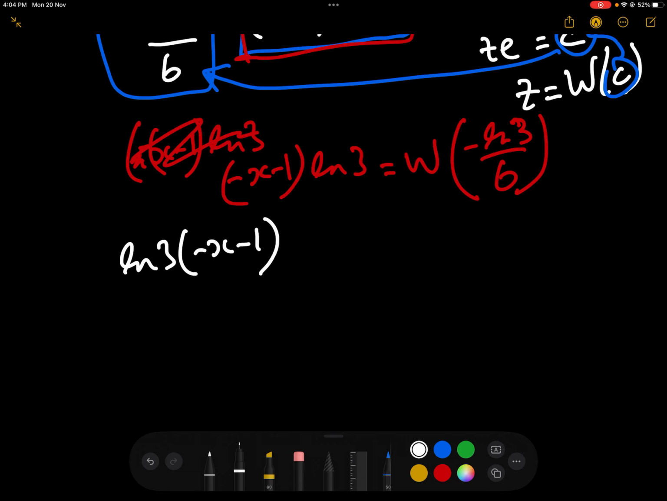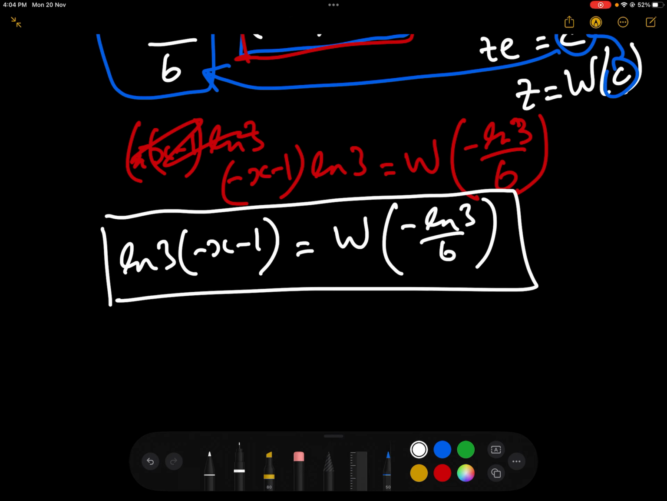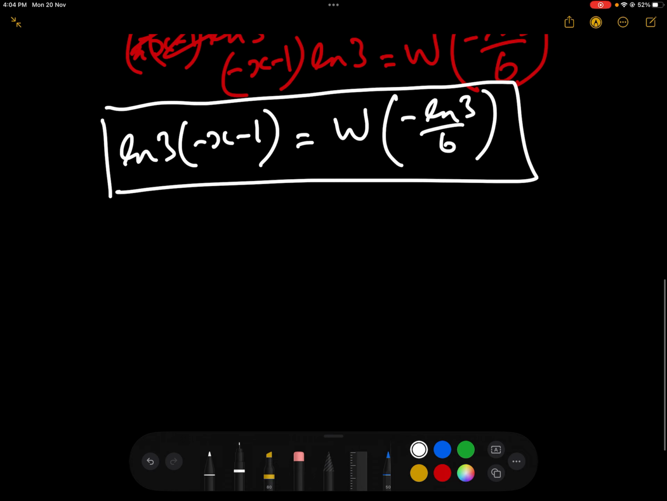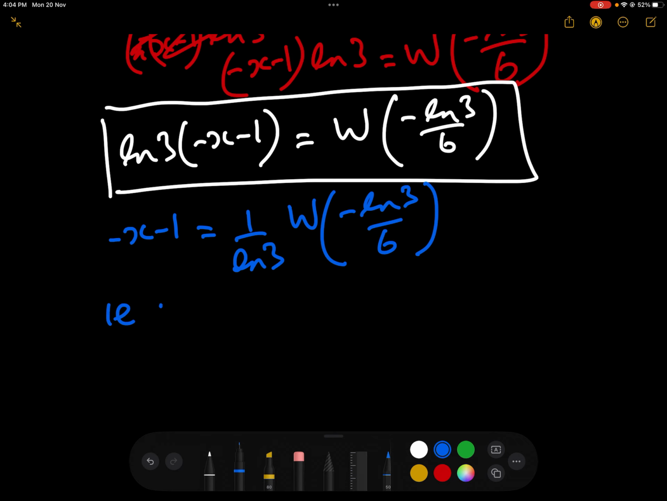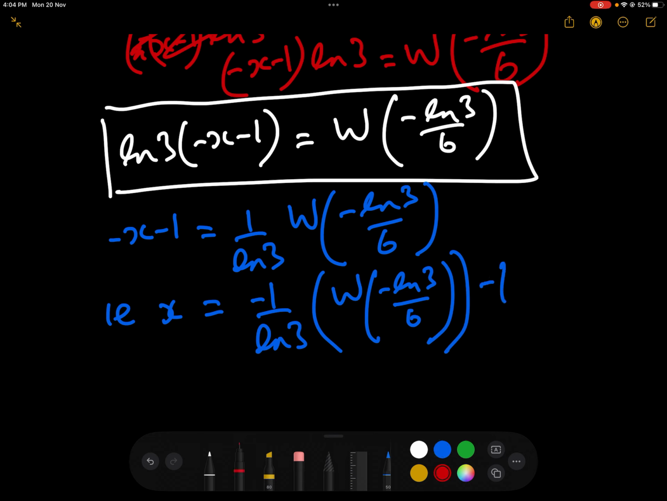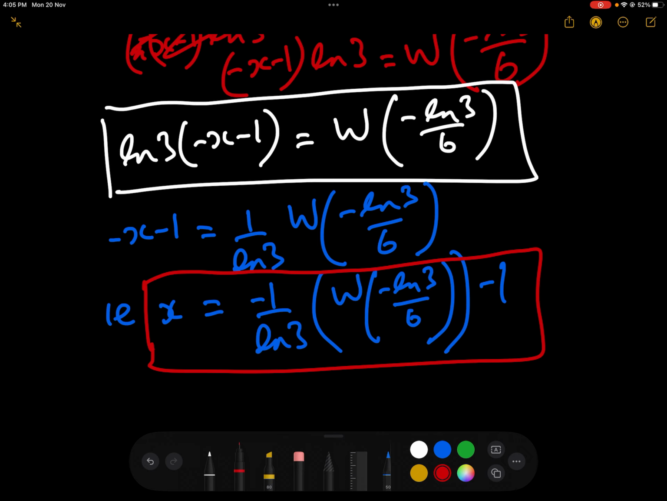So we have, let me just rewrite that: log 3 times minus x minus 1 equals W of minus log 3 over 6. Okay, so we now have our solution. And what we need to do now is get x as the subject. So all we need to do is divide by log 3, and so that means that minus x minus 1 equals 1 over log 3 W of minus log 3 over 6, i.e. x equals minus 1 over log 3 W of minus log 3 over 6, minus 1. And that is the answer to the equation 3 to the x equals 2x plus 2.